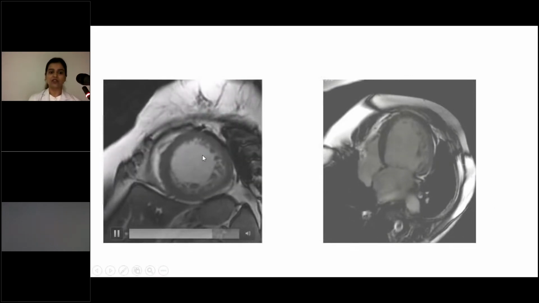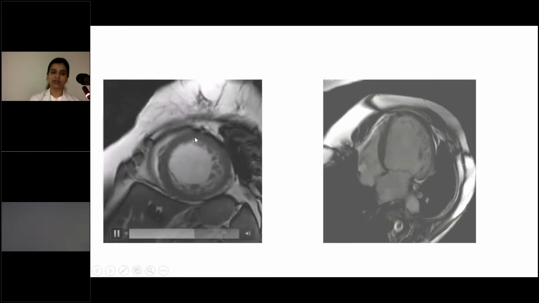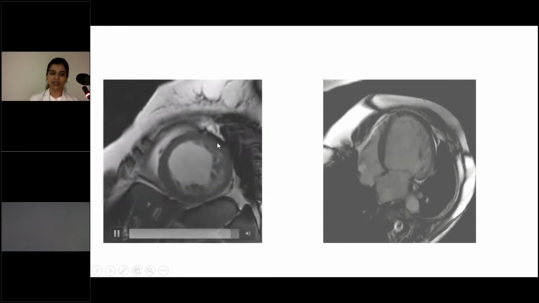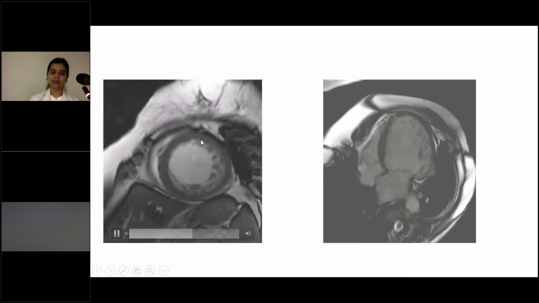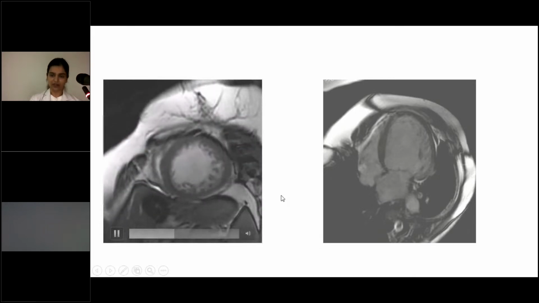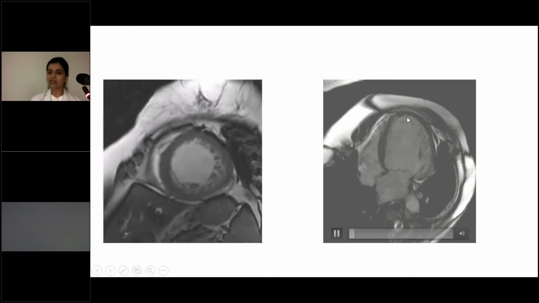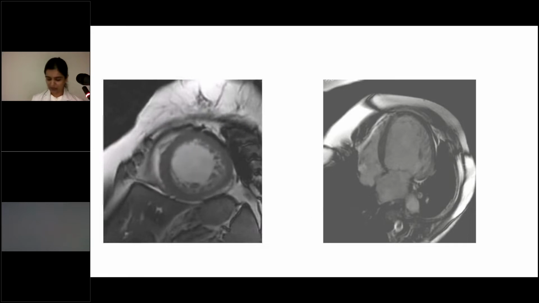And this is the short axis view of the heart, and this is the horizontal long axis view of the heart, again demonstrating thickened non-compacted layer along the anterolateral, the inferolateral, and the inferior segment of the left ventricle. The contractility of the heart is reduced. Seeing these features of thickened non-compacted layer and reduced contractility, the diagnosis of non-compaction cardiomyopathy was made.